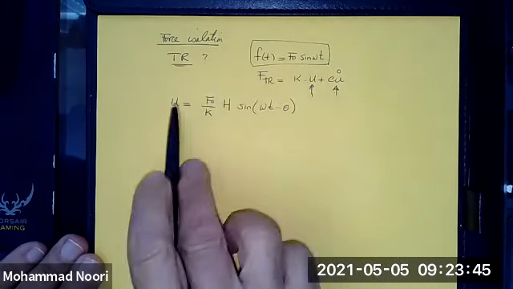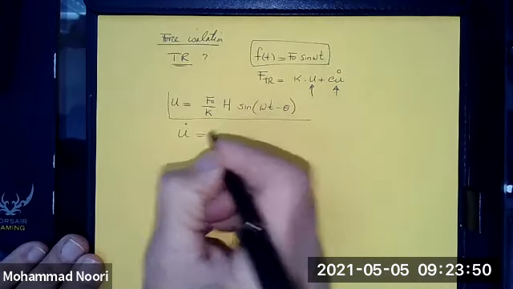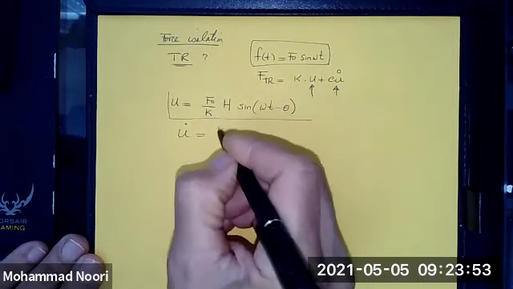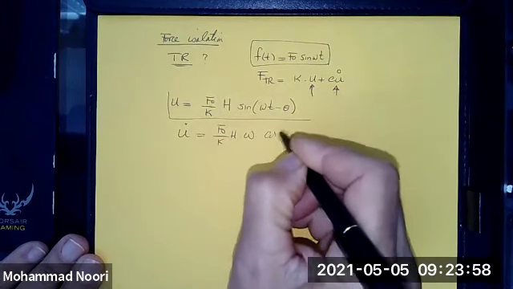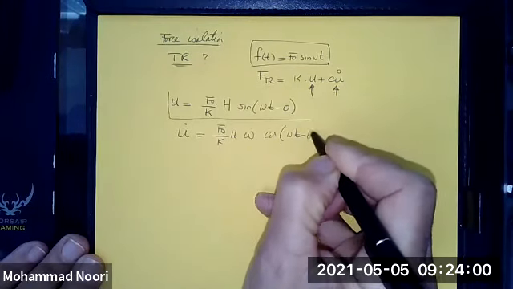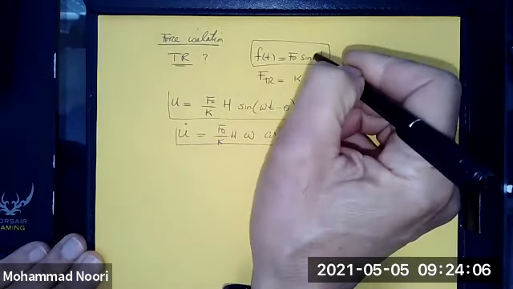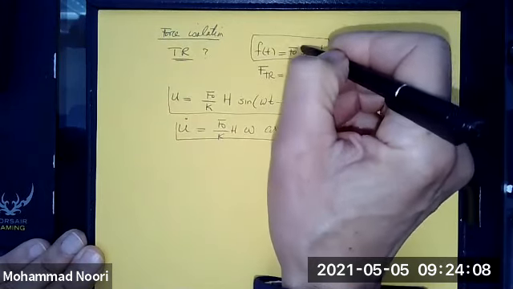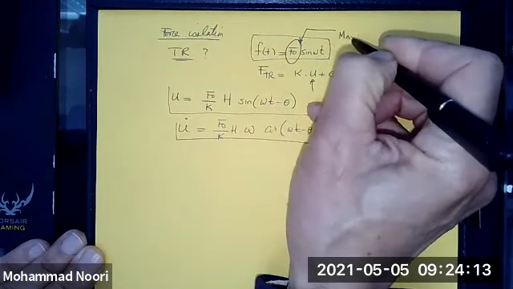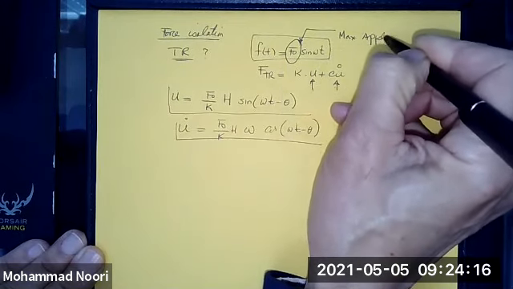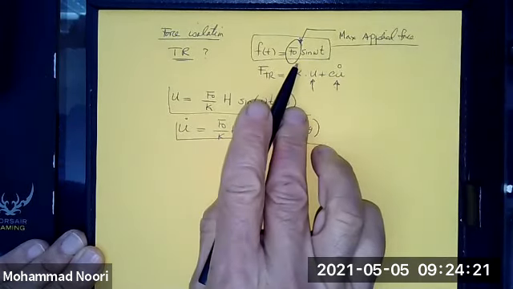If you have a harmonic force acting on a system, this is U. And what is U dot? U dot would be just the derivative of that. So it would be F naught over K H omega cosine of omega t minus theta. So we know what the maximum force applied is. This is the maximum applied force, the amplitude of this harmonic force.